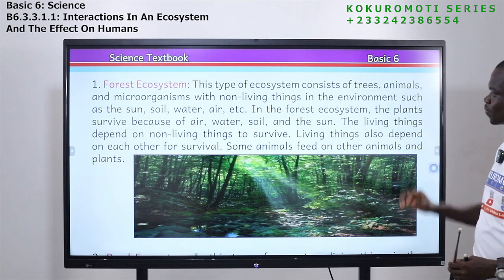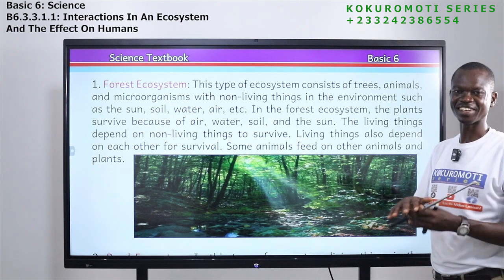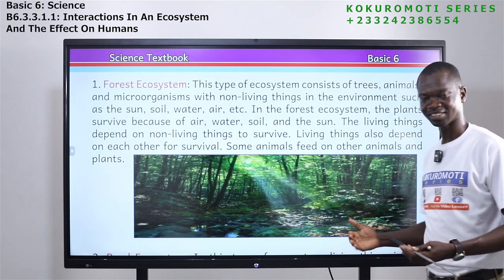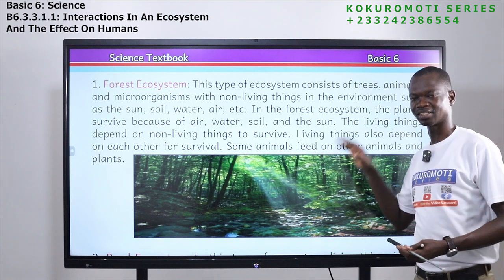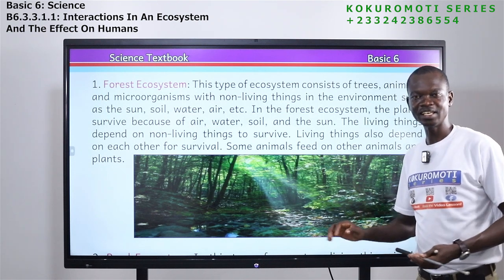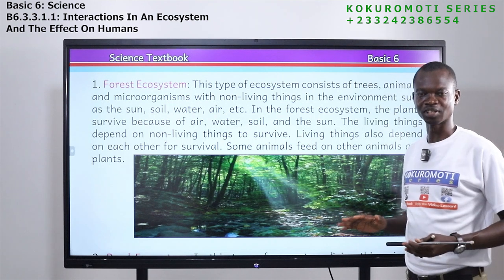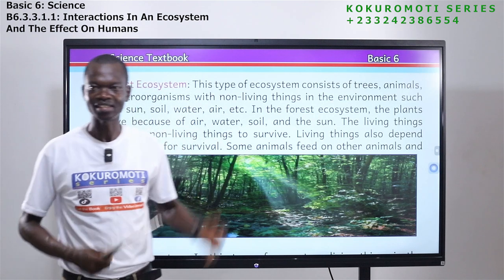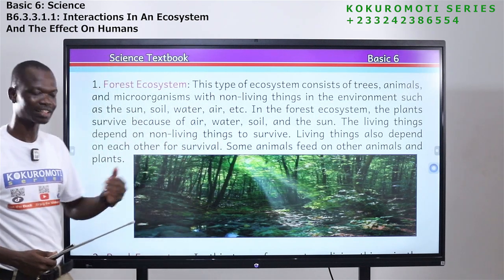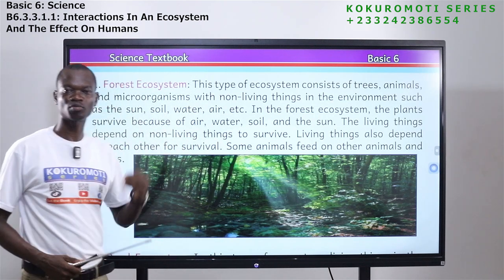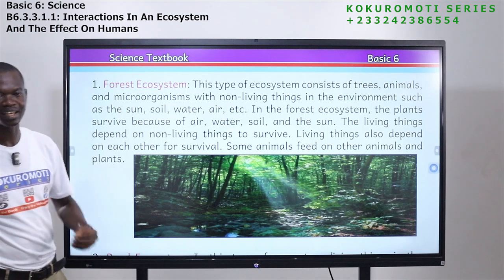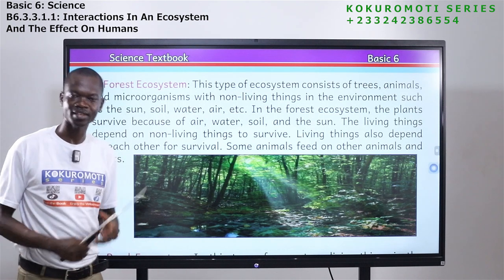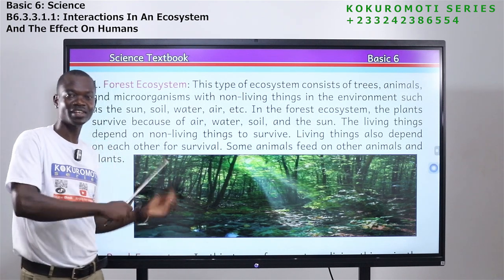Forest ecosystem. Living things depend on non-living things for survival. We have seen examples of living things. Plants, animals, they are all in the forest. They cannot survive on their own unless there are other things available, other things like air, other things like water, other things like the sun, other things like the soil. These things that I mentioned are non-living things, but without them, the living things cannot survive.